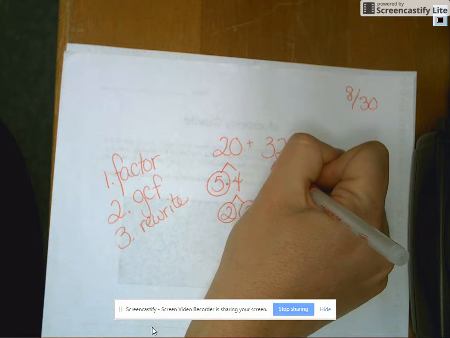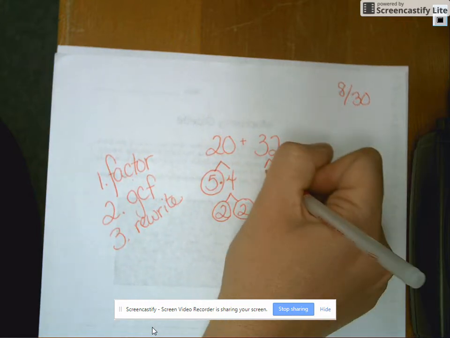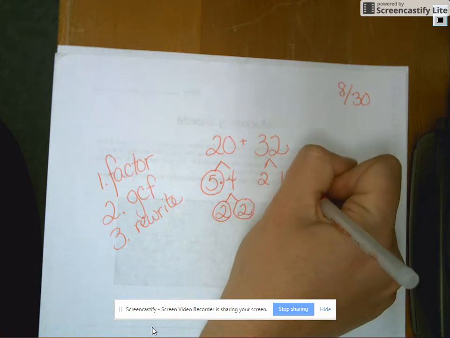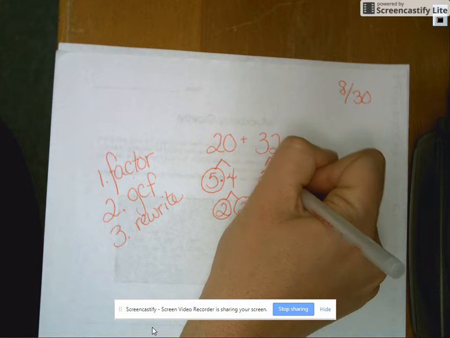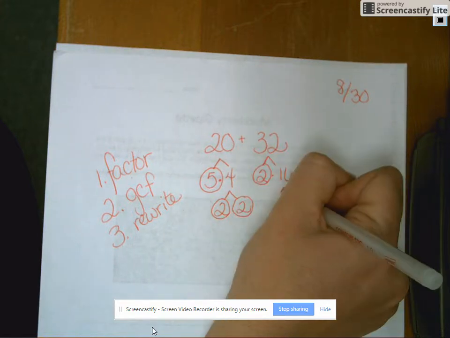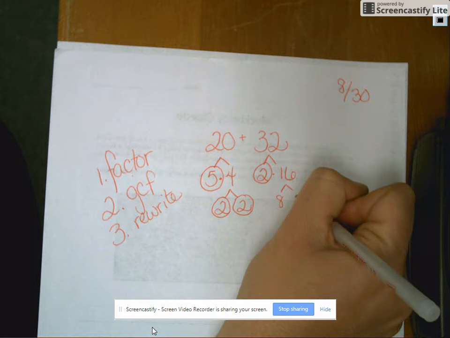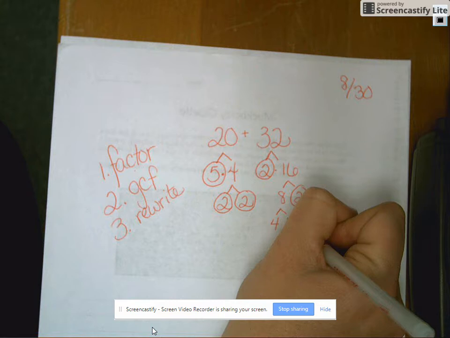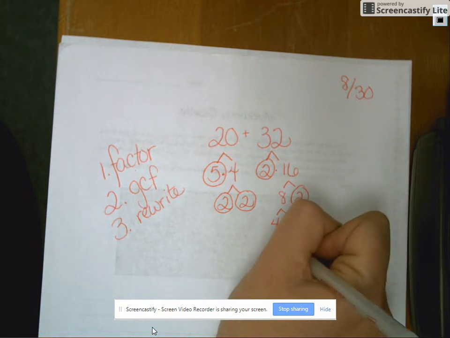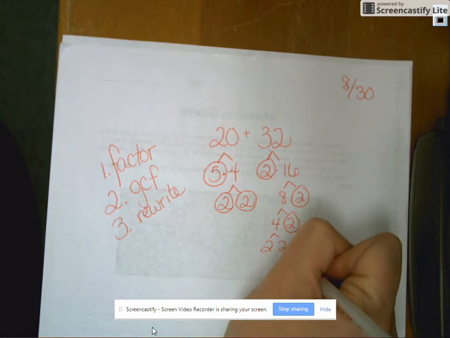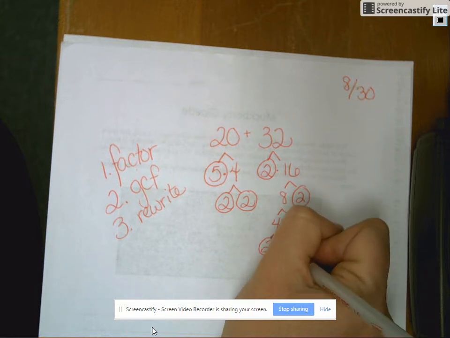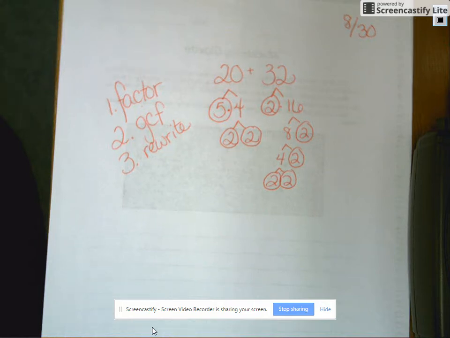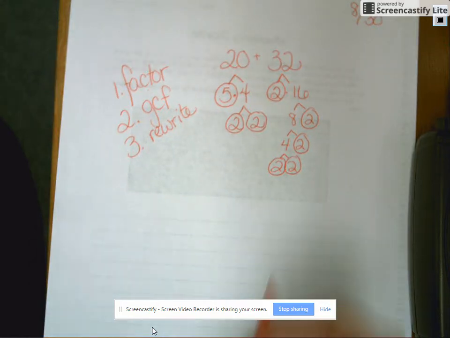All right, 32. Again, you can use a lot of different factors for this one, but I know that 2 times 16 would work. 2 is prime, so I circle that, and 16 needs to be broken down to 8 and 2. 8 can be broken down into 4 and 2, and 4 can be broken down to 2 and 2. So 32 has a lot of factors. Okay, so I'm finished with step one. Easy peasy. All right, so let's find our greatest common factor.